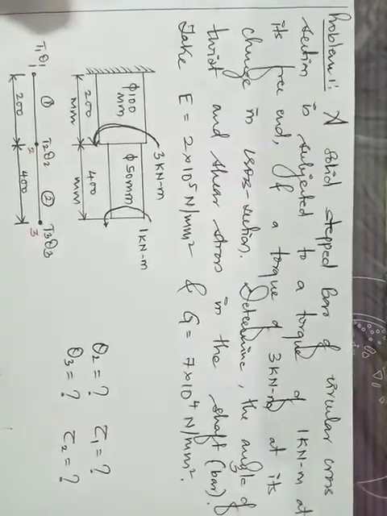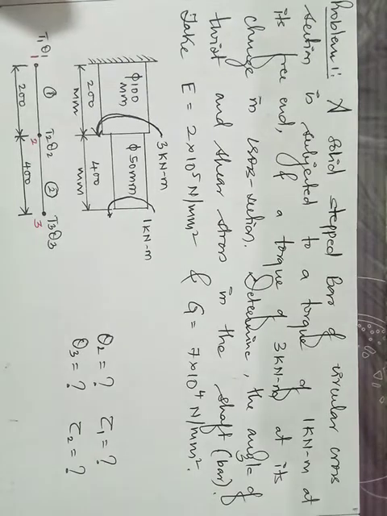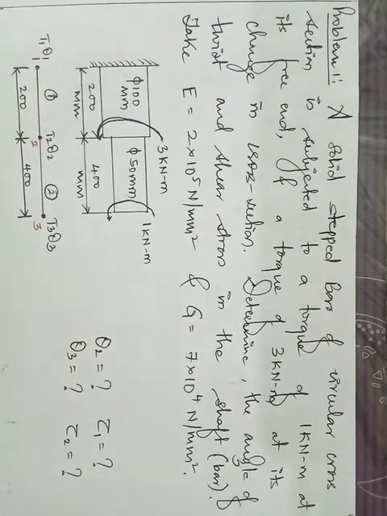Fine. So you can just go through this problem statement. He has given us a solid stepped bar of circular cross section which is subjected to a torque of 1 kilonewton meter at its free end and a torque of 3 kilonewton meter at its change in cross section. Determine the angle of twist and shear stress, given that Young's modulus is 2 into 10 raised to 5 and modulus of rigidity is 7 into 10 raised to 4.